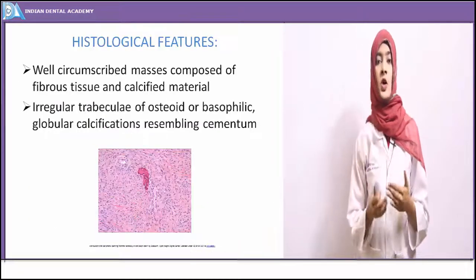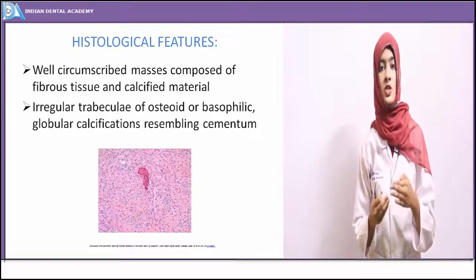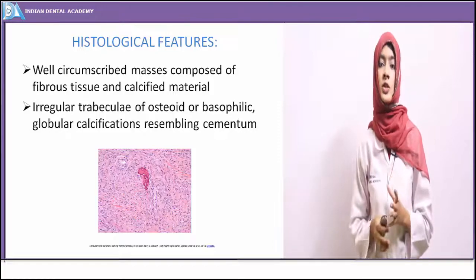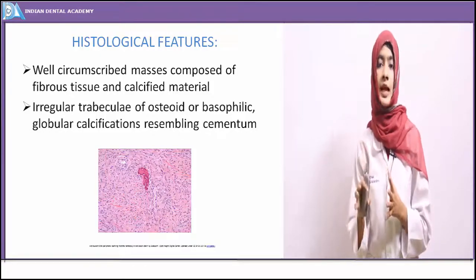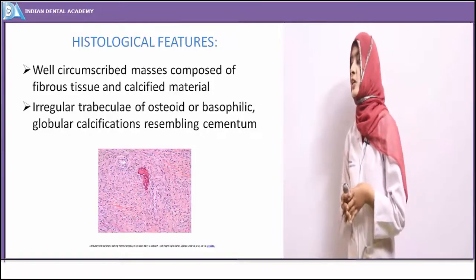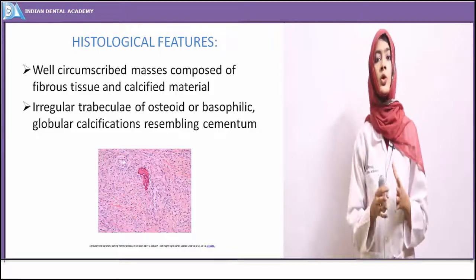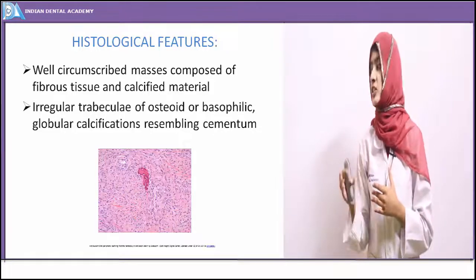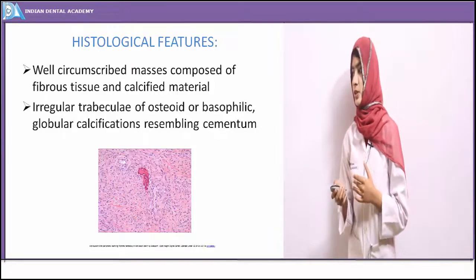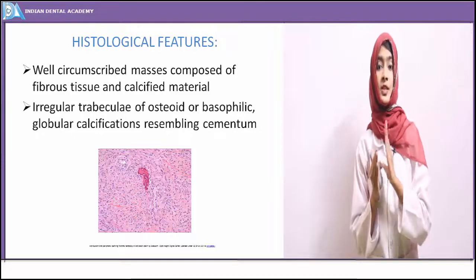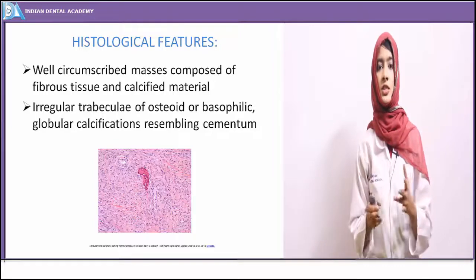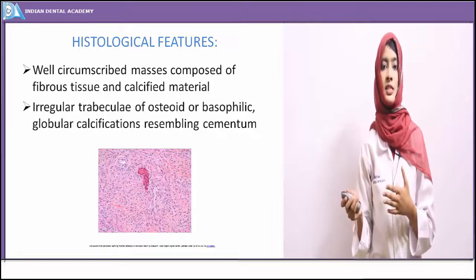Microscopically, ossifying fibroma shows spindle-shaped fibroblasts, or it is composed of fibrous tissue along with the deposition of calcified material or cementum-like material, which gives the radiopaque picture radiographically. Irregular trabeculae of bone or osteoid are seen deposited, which appear basophilic in the histologic picture. So even the histologic picture appears similar to that of fibrous dysplasia, but radiologically you can make out, as the lesions are unilocular lesions.